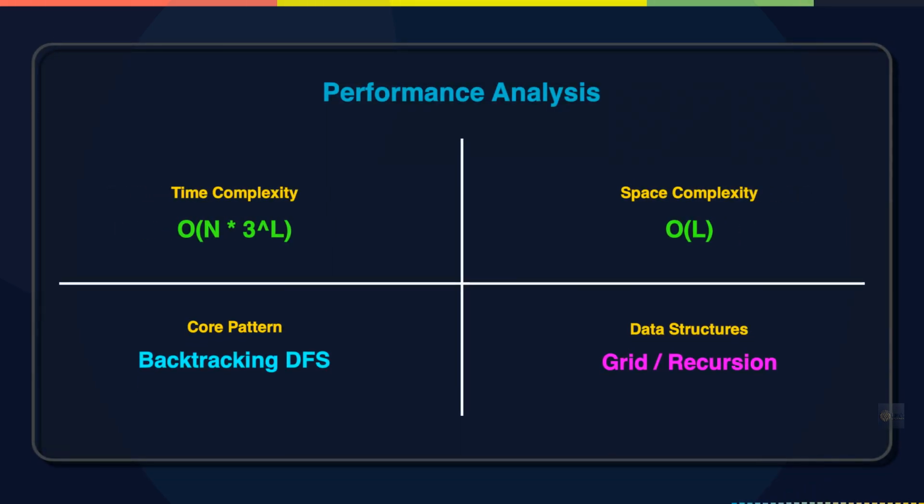For time complexity, in the worst case, we explore four directions for every character in the word, leading to O of n times 3 to the power of L, where n is the number of cells and L is the length of the word. For space complexity, the recursion stack can go as deep as the length of the word, so it's O of L. And that's how you navigate a grid like a pro using backtracking.